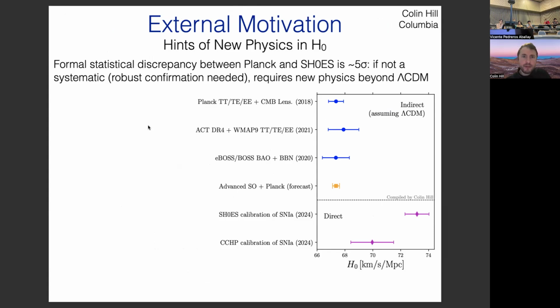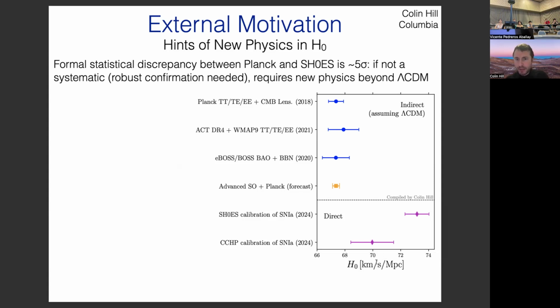Another reason to perhaps be interested in doing this is that there are hints in some other cosmological data sets that there could be some new physics lurking in the cosmos that we haven't yet uncovered. So I'm sure many of you have heard about the Hubble tension. This is a tension between the expansion rate of the universe inferred from, I would say, indirect cosmological data like the CMB, and the local distance ladder as measured with classical Cepheids and supernovae.